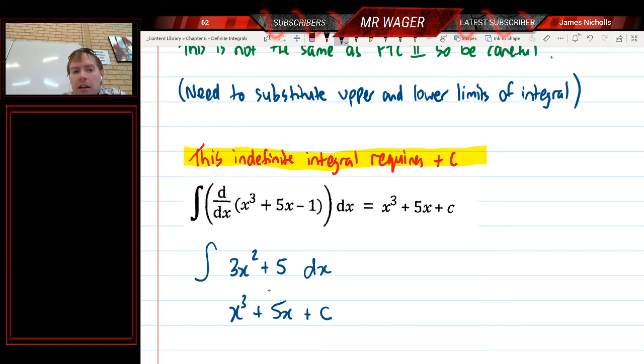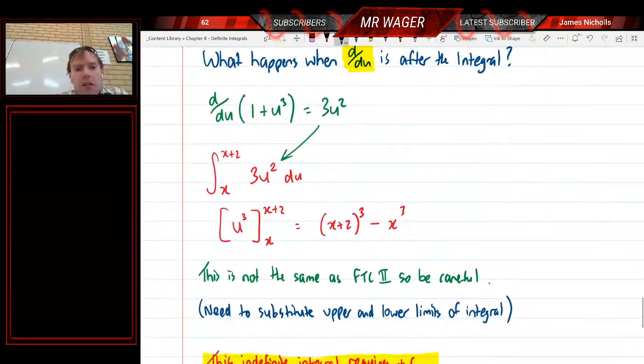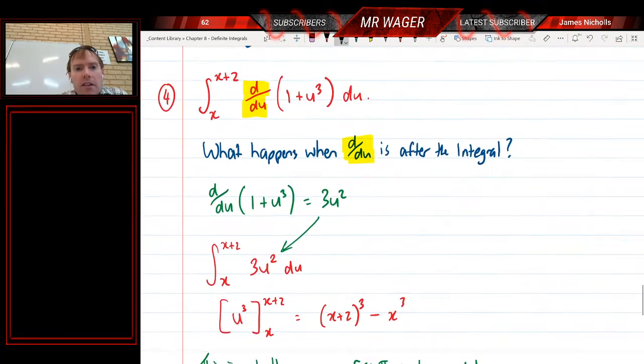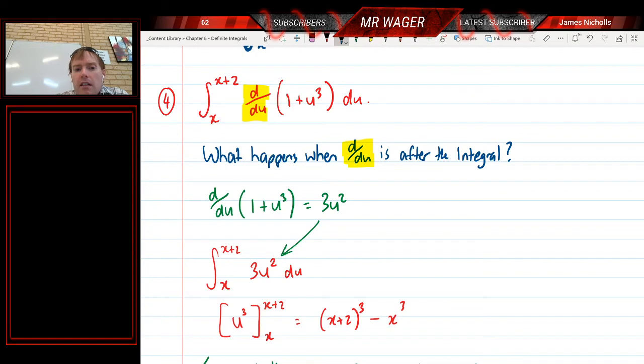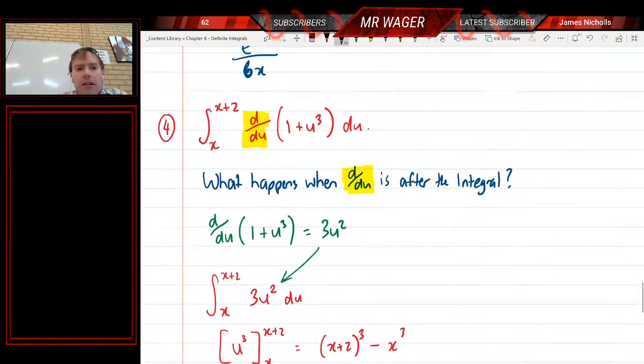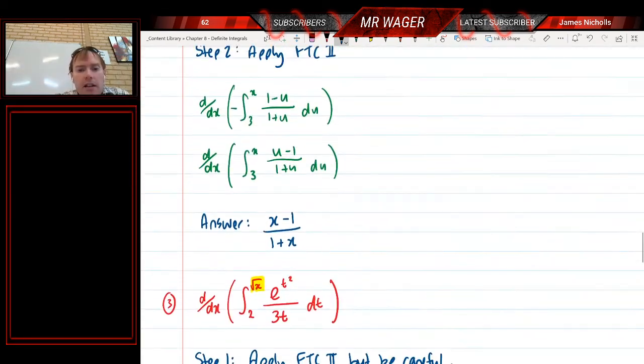Okay, so if you get a question like this with no upper or lower bounds, it's what we had to start with, but with a plus c at the end. And just going back to this one, if you ever get a question like this, you first differentiate the function and then anti-differentiate it by substituting in the upper and lower bounds into the value. Okay, so that's it for the lesson.